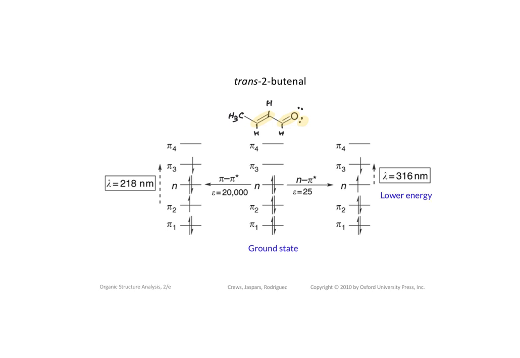Longer wavelength, lower energy light is sufficient to promote one of the electrons of a non-bonded electron pair into an unoccupied orbital. Shorter wavelength, higher energy light promotes an electron from the lower energy pi orbital into an unoccupied orbital. The following video will show the orbitals of the ground state of trans-2-butenal.